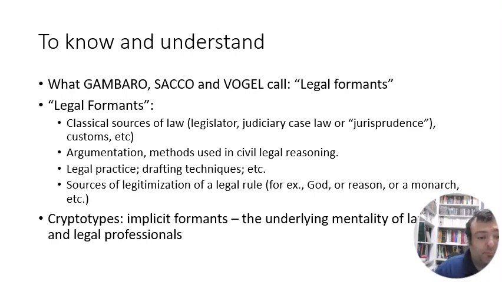Also, it may include cryptotypes, and by cryptotypes we mean the implicit formants, the mentality of a certain legal profession or a legal community. So when we want to understand the legal system of another country, we have to identify the formants of this legal system. The classical sources, but not just the classical sources, even the implicit methods of thinking, argumentation, reasoning, practice, the role of legal practice, and if you want also the underlying legitimizing elements of the system, the powers that legitimize the system as a whole.